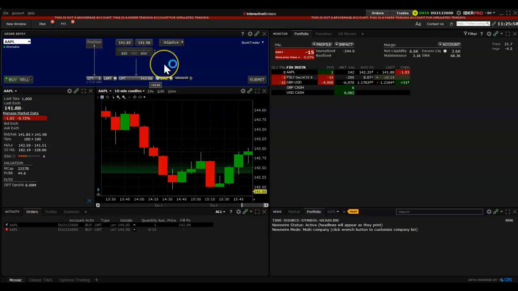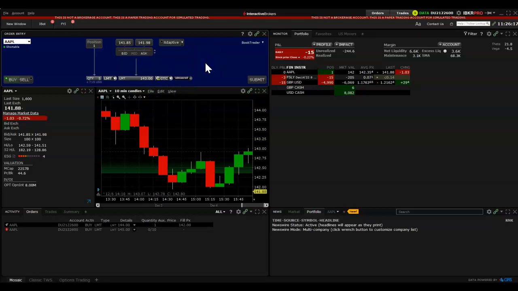I think Apple is trading at about 142 at this moment in time. So I'm going to put it a little bit higher. And to execute this during pre-market hours, you choose GTC here, and then you click here and tick this box, fill outside regular trading hours, fill outside RTH. Okay, so make sure that's ticked.